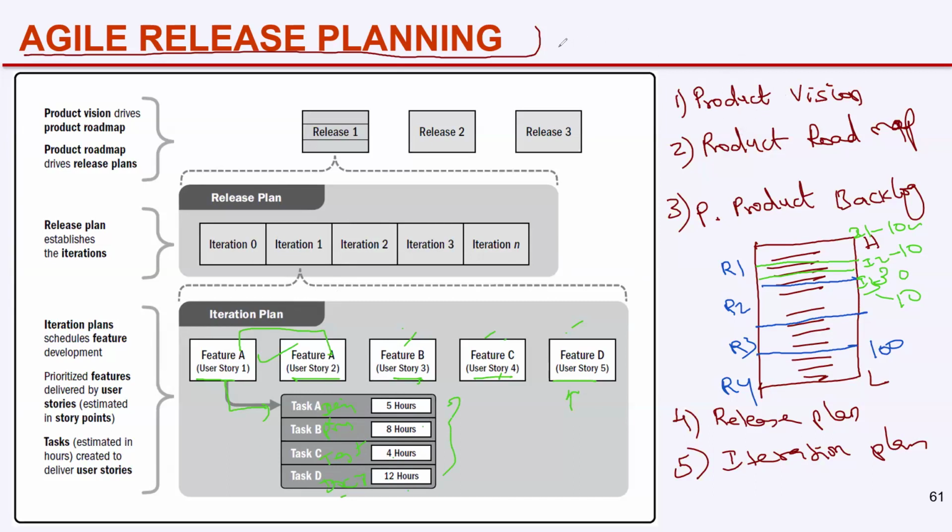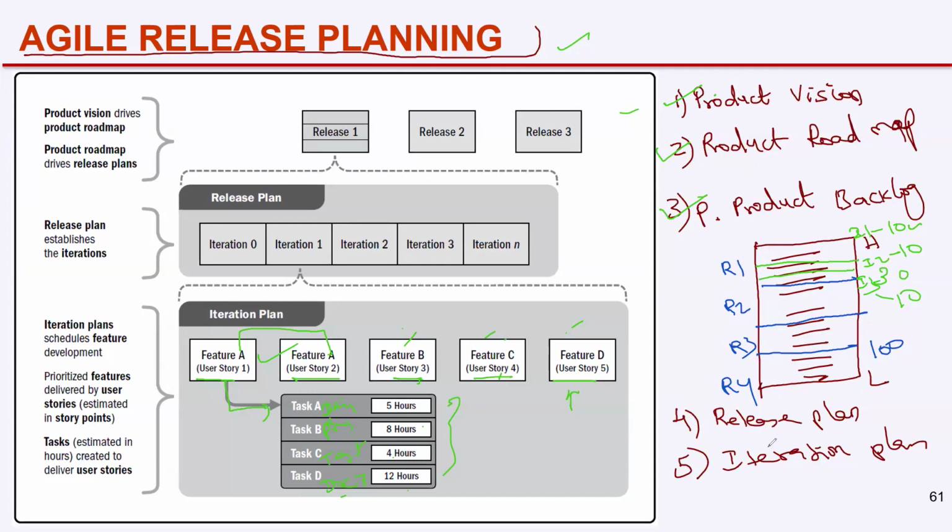This is the generic concept, Agile release planning. You start with a product vision. To achieve that product vision, you develop a product roadmap. Now you go for detailed planning. You capture the features and requirements in a prioritized product backlog. High priority items will be at the top of the product backlog, and low priority at the bottom. Then you divide those features into releases, deciding in how many releases we're going to deliver all those features. That is called release planning.